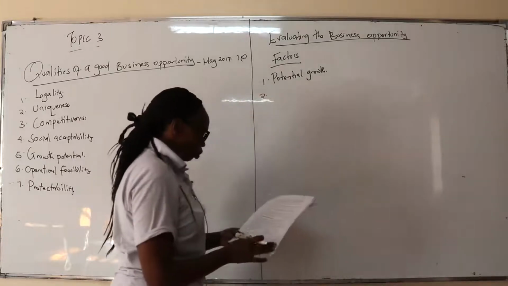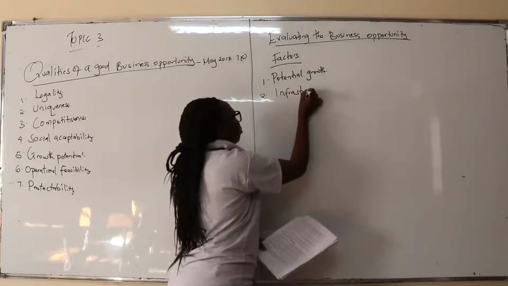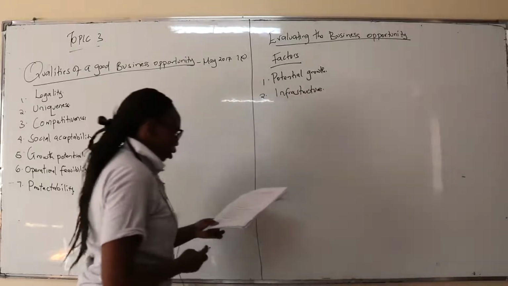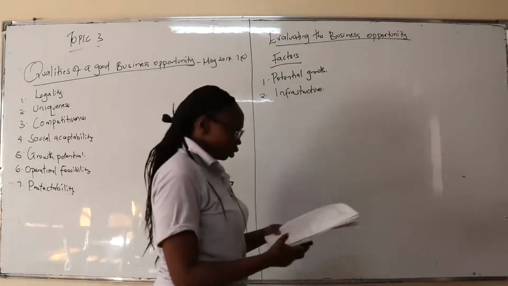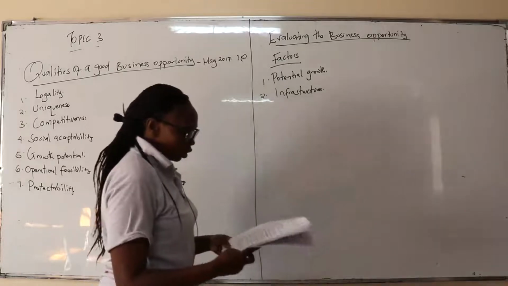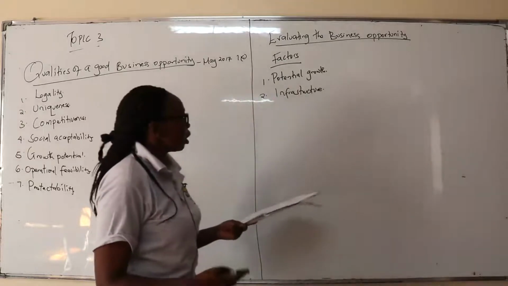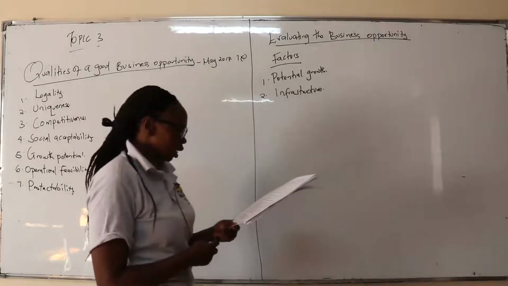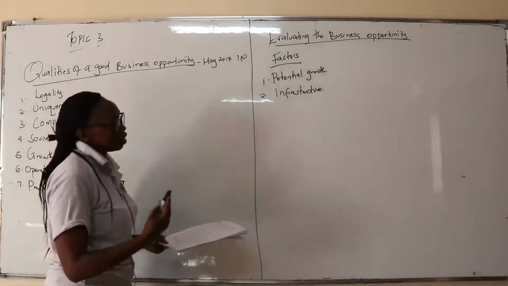Another factor to consider is the infrastructure. When you talk about the infrastructure, this is usually the access to infrastructure such as the roads, the water, the electricity, the telephone, the internet, the postal services, among others. It is good to evaluate such things because we need to consider what we call the operating expenses.